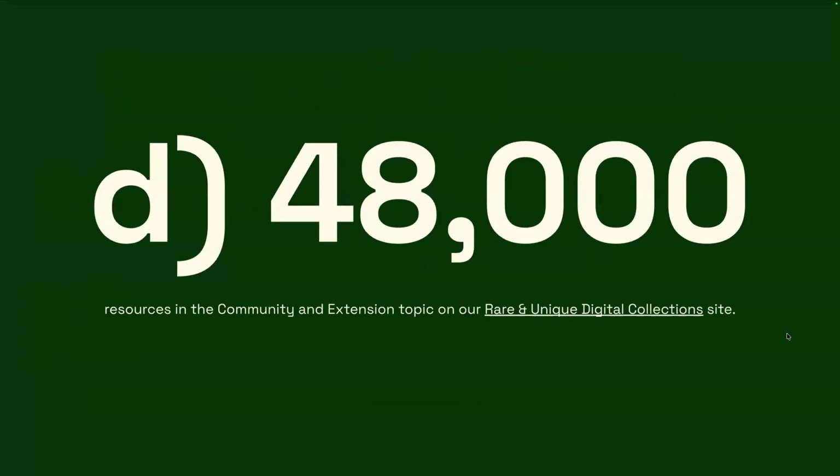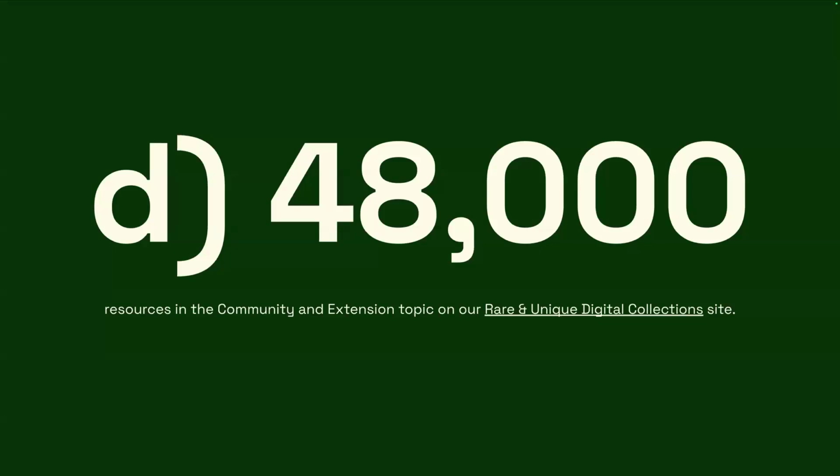We have almost 48,000 resources in our community and extension topic on our rare and unique digital collections site. I will be able to show you this a little bit more concretely during our quick demonstration later on, but resources can be made up of multiple images. So for instance, one photograph could be a resource, or you could have an entire booklet as a resource with all of the individual scanned pages.